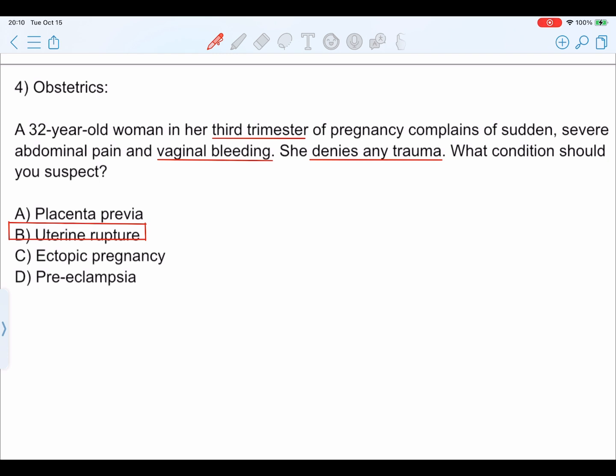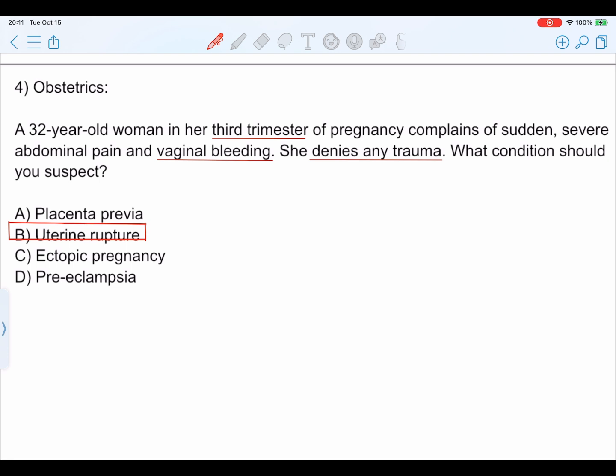Ectopic pregnancy is when the fertilized egg implants outside of the uterus, and this usually happens in the fallopian tube. And this is another one that is usually noticeable in early pregnancy. If the mom has been going to her scheduled checkups to check on the progress of the child, you're probably going to notice this really early on. It's not going to be something that you find in the third trimester, so we can kind of eliminate that too.